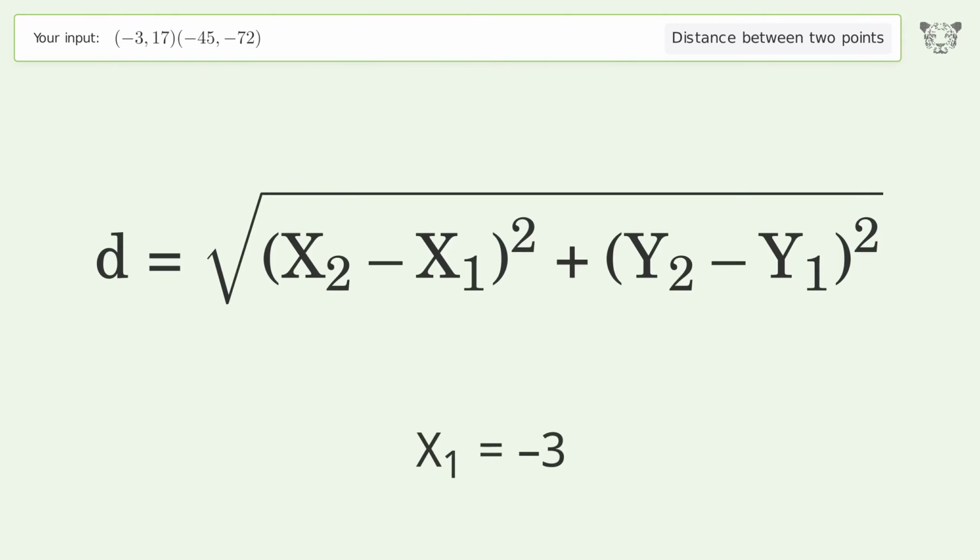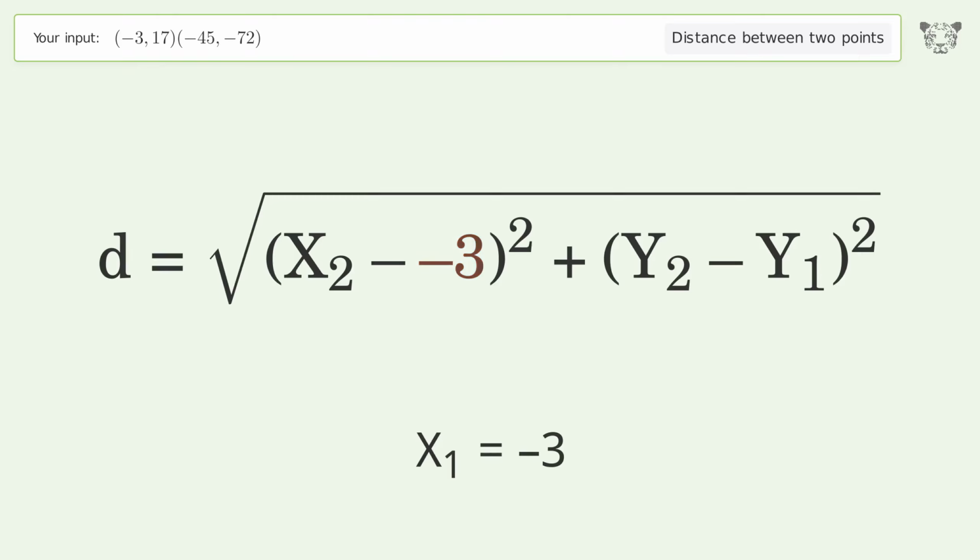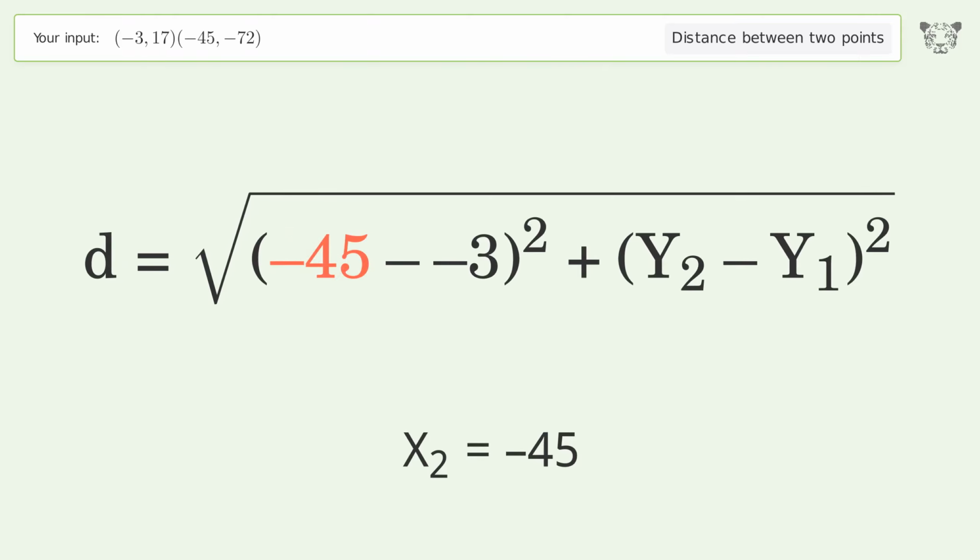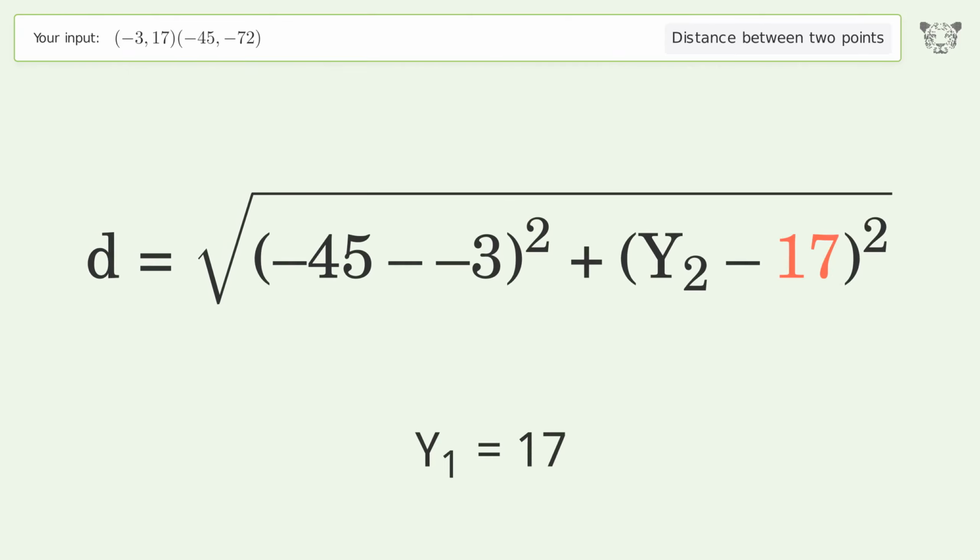x1 equals -3. x2 equals -45. y1 equals 17. y2 equals -72.